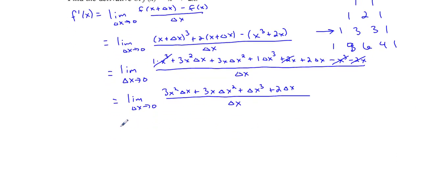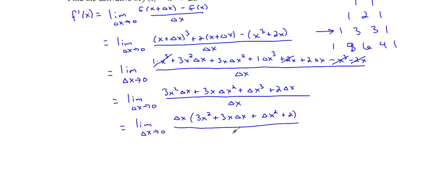Alright, factor delta x out of the numerator. That'll be 3x squared plus 3x delta x plus delta x squared plus 2, all over delta x. Looks like delta x is canceled. Divide to 1.